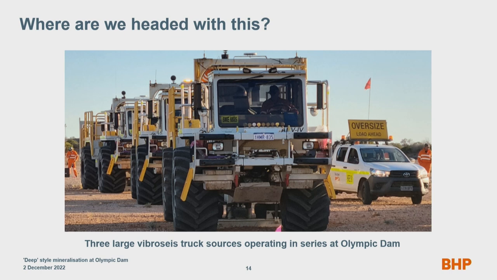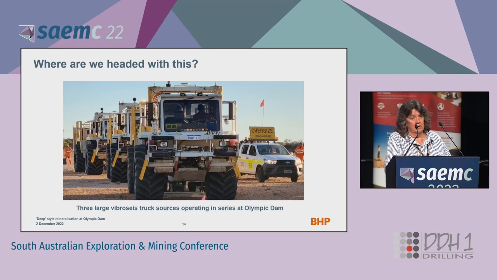So where are we heading? We can see three large vibroseis trucks at Olympic Dam. We've recently completed what we call a sparse 3D survey, with the potential for a full 3D seismic survey during the next calendar year. Incredibly exciting time. We've collected the data and done a lot of pre-modeling to understand what the spacing on that seismic survey needs to be for us to be able to see features at about 1.5 kilometers depth and greater in the deposit.